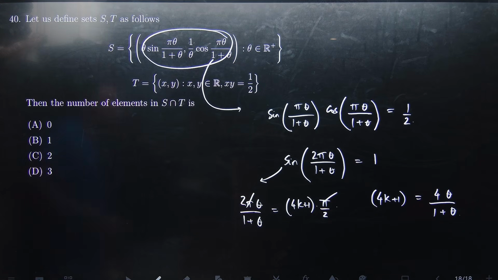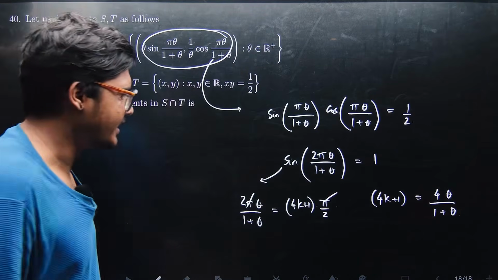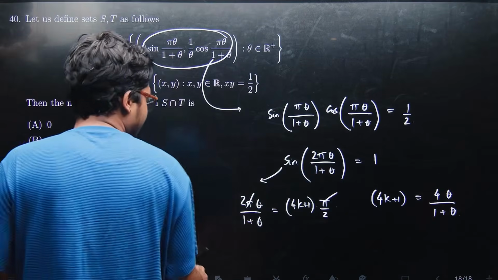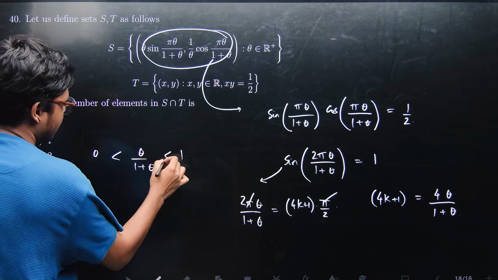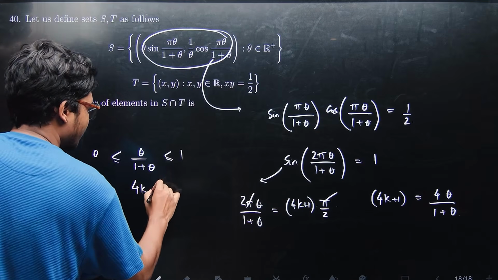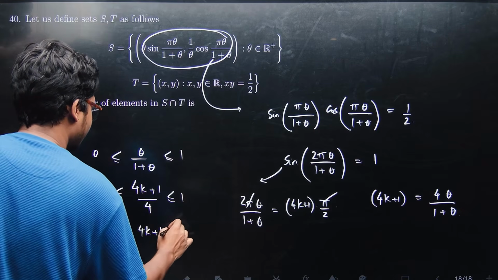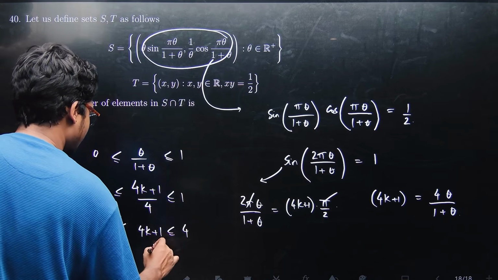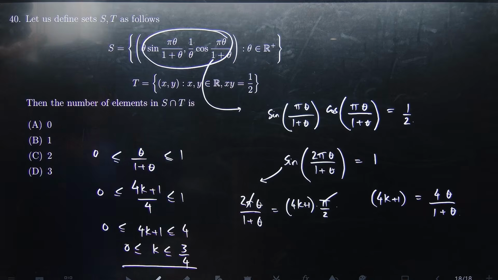Now see, theta by 1 plus theta definitely lies in between 0 and 1, right? Theta is always going to be less than 1 plus theta, right? So this quantity always lies in between. So from there I can say that 4k plus 1 by 4 should also lie in between 0 and 1, which means 4k plus 1 should lie in between 4 and 0, which means k basically lies in between 3 by 4 and 0, right? Now what is k? K is a natural number for us, right? So what are the only natural numbers possible in this range? K equal to 0 is your only possibility, right?